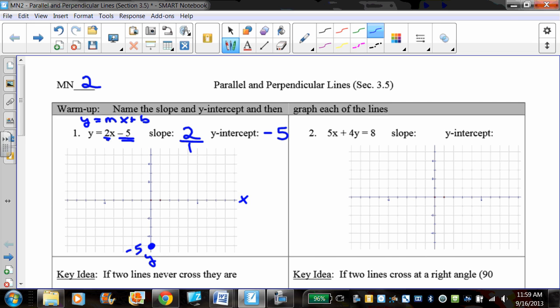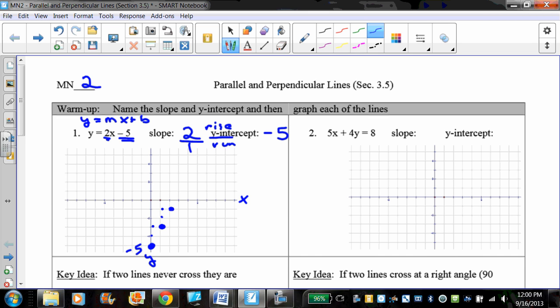And then I'm going to use my slope, which again is 2 over 1, with the understanding that it's a rise of 2 and a run of 1. So I'm going to rise 2 right here, 1, 2, and I'm going to run 1. So my point is going to be right here. I can do that again. Rise of 2, run of 1.